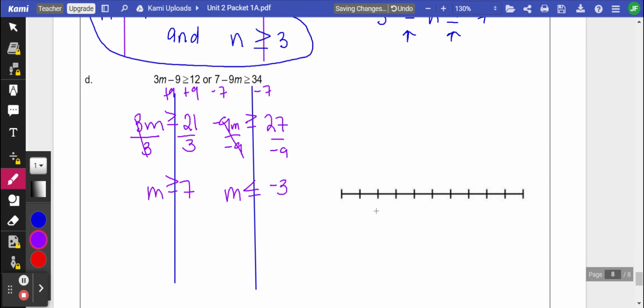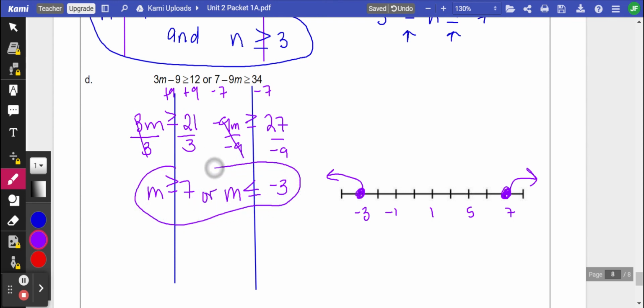So let's see, we're going to do negative 3, negative 1, 1, 5, 7. Okay, closed dot at 7, and that's a greater than or equal to sign, so we're going to shade that way. And closed dot at negative 3, and again a less than or equal to sign, so we shade that way. This is an or. It started as an or, so we're just going to bring that down. Remember, for the ors, we shade opposite directions.